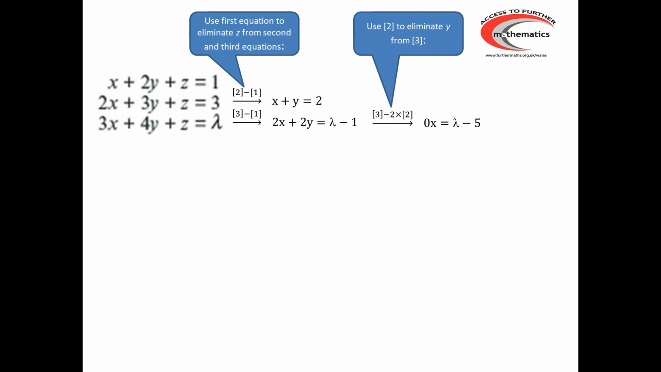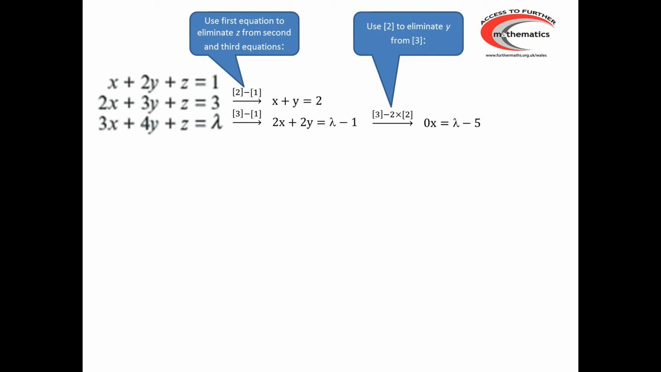Looking at the y's, well, the whole point of doing the y's was to eliminate the y's. So I've got 2y take away 2y is 0y. Since I was trying to eliminate the y's, I'm not going to write the 0y down at this stage. And then on the right hand side I've got lambda minus 1 take away 2 times 2 giving me lambda minus 5.